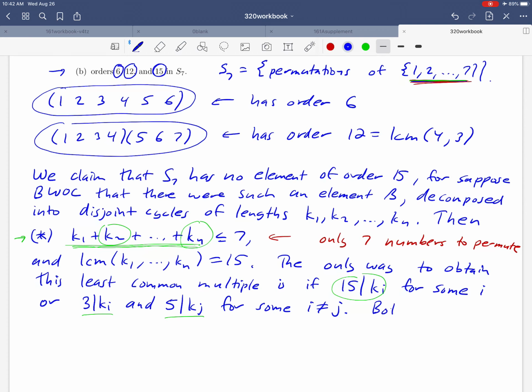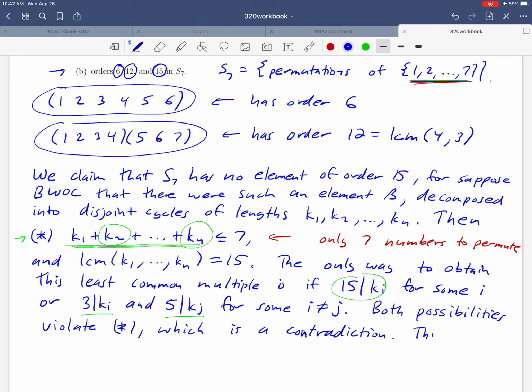Okay, so let's write that down. Which is a contradiction. And that contradiction indicates that we can't have an element of order 15 in this group. Okay, and we're done.